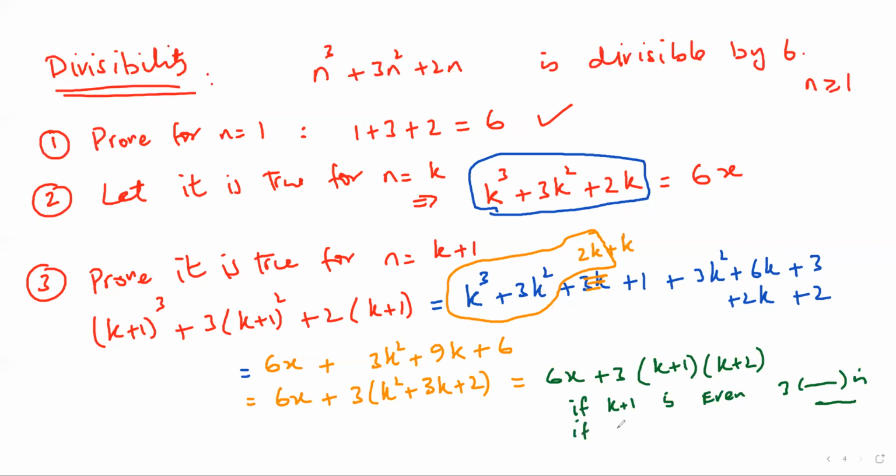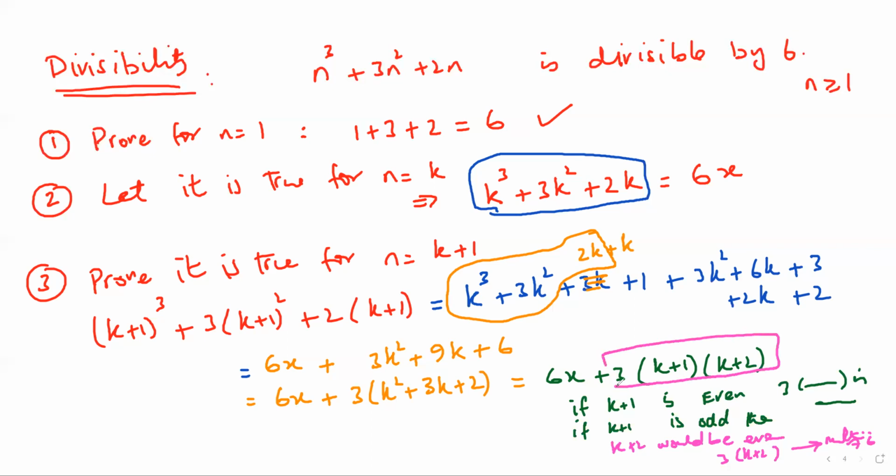And if k plus 1 is odd, then, guys, can I say k plus 2 will be even. In any case, this 3 into (k plus 1) into (k plus 2) would be a multiple of 6. You have to write all of this: multiple of 6. So all of this is also a multiple of 6, and this was already a multiple of 6 over here.